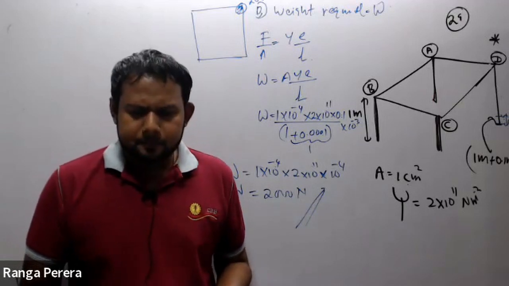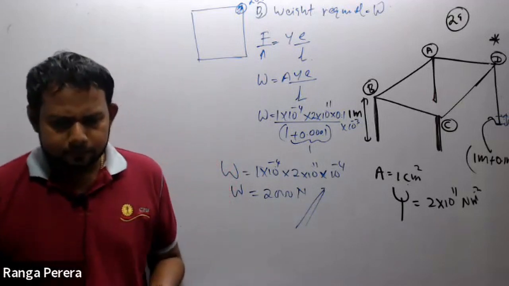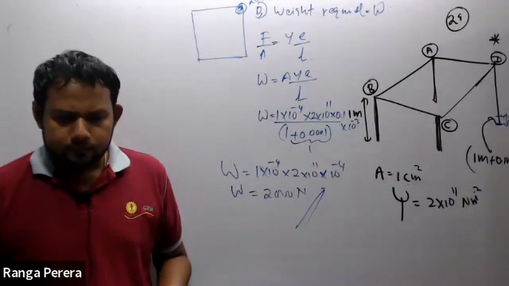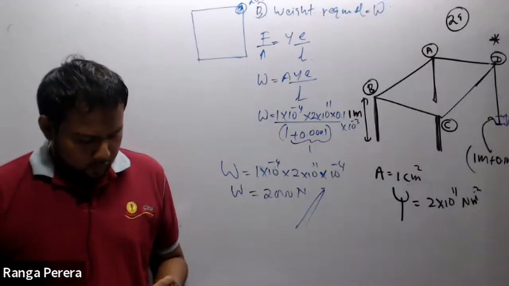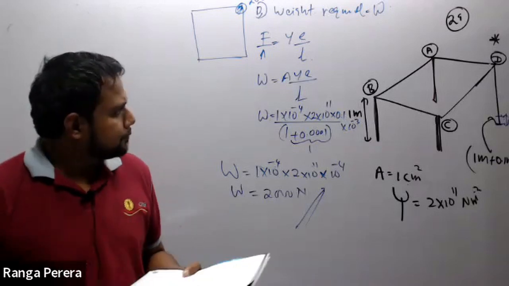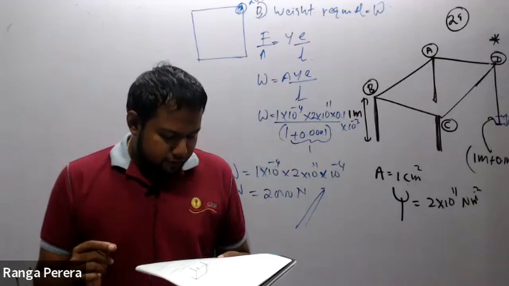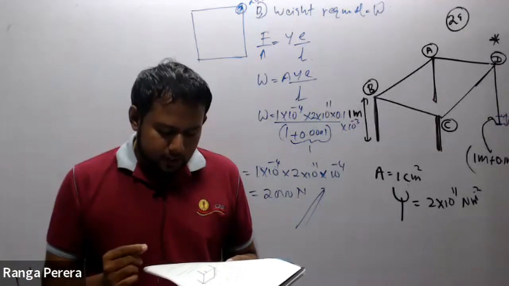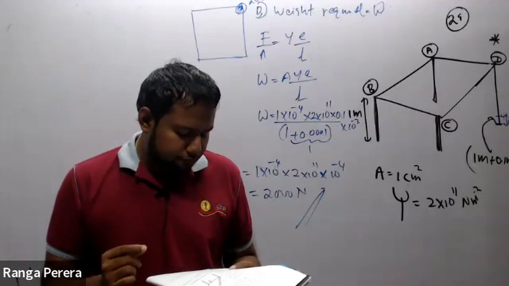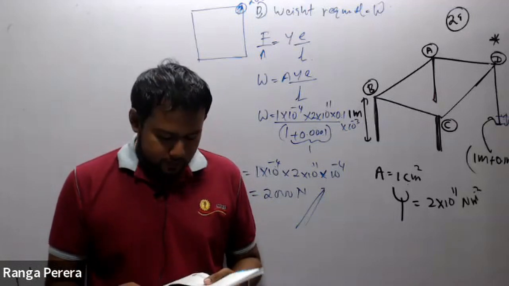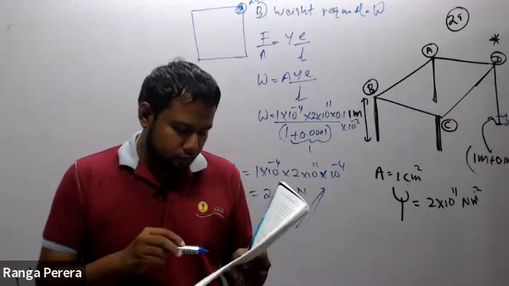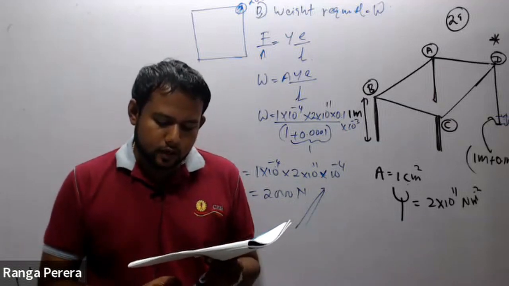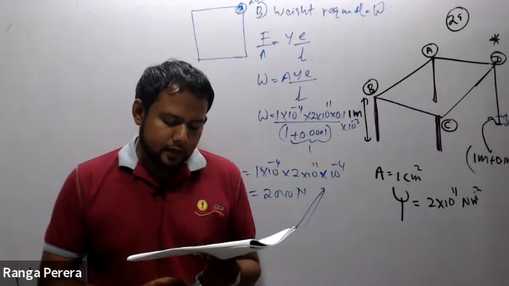Right. Okay. Number B. Instead of the weight used in one, another weight of 4000 Newton is placed on the stand to compress all four legs, so that the stand top becomes horizontal and the stand does not wobble. Find the decrease in length of each leg.